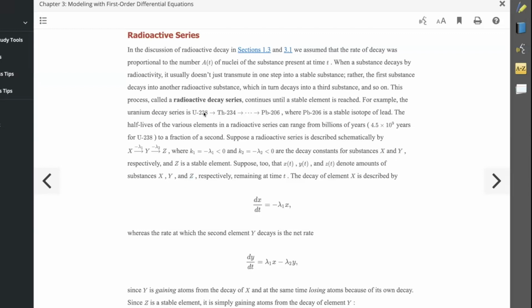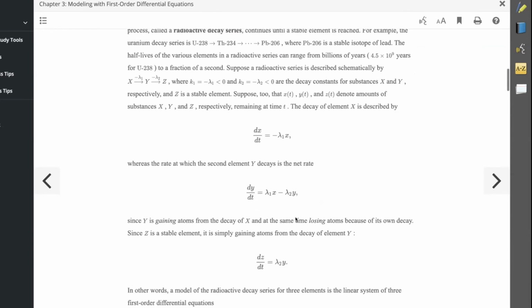For example, uranium is quite stable, relatively speaking. So dx/dt, the decay rate of the first element, would be equal to negative lambda 1 x, where lambda 1 is just the proportionality constant, and by custom we put a negative sign because the amount of x is decreasing, and that way lambda 1 is a positive number. So element x decays into y.